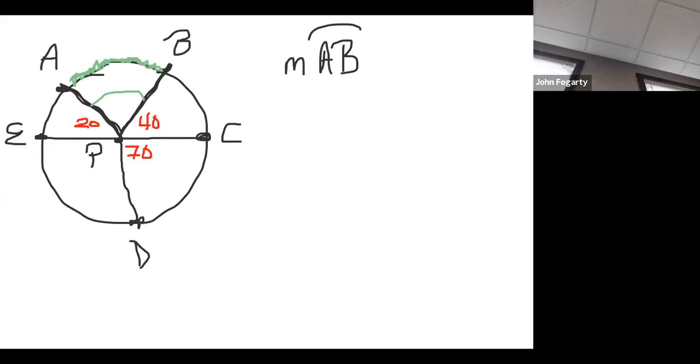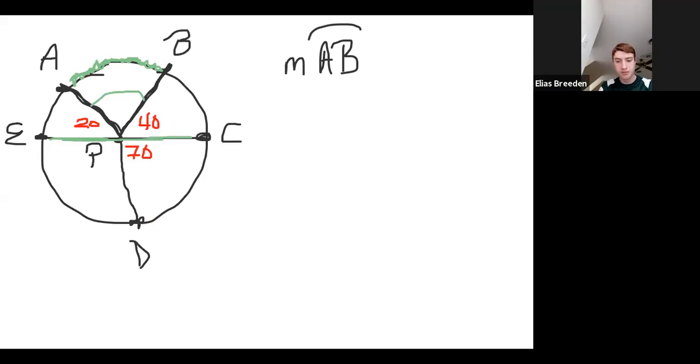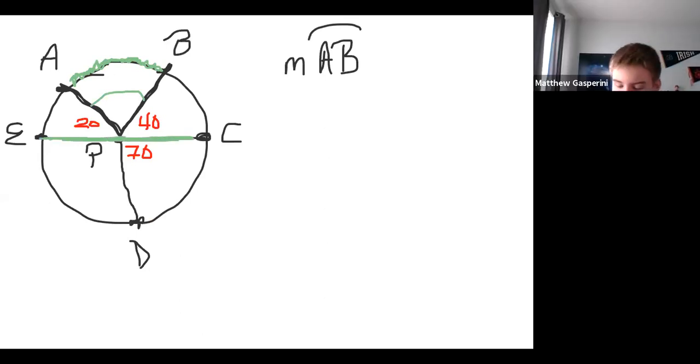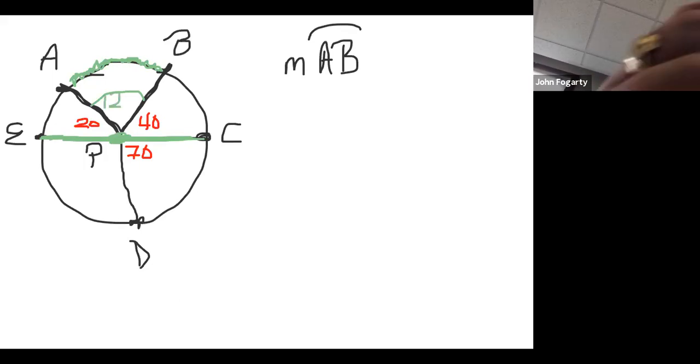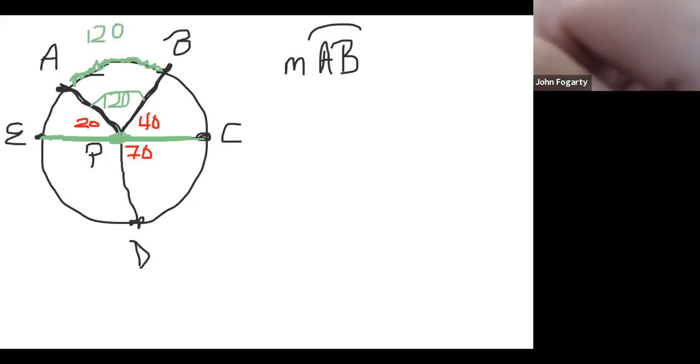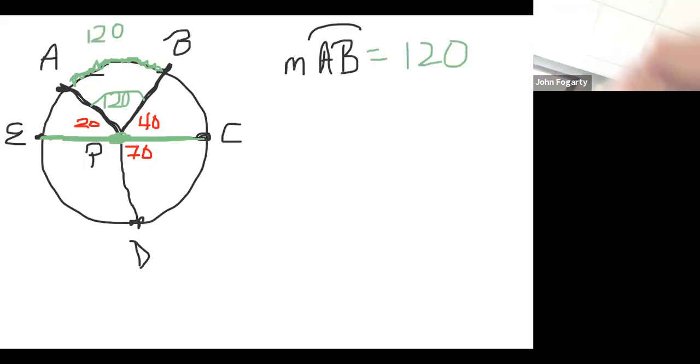What do you see here, fellas? 120. What is this? It's a straight line. That's a straight line, right? What's a straight line add up to? 180, right? What's 40 and 20? 60. So what's this have to be? 120. So that's what? 120. Not a big deal, right? Second question for you.